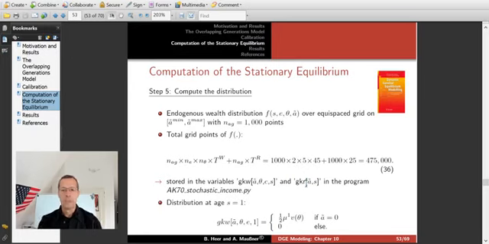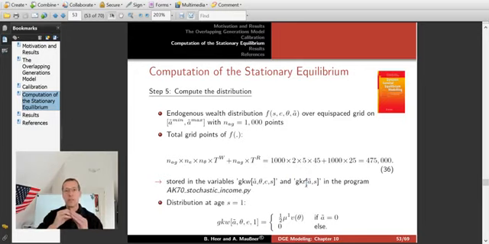And you may look it up in the program AK70 stochastic income.py for the Python program, GL for the Julia program, or GSS for the Gauss program. And you can all download it from our homepage and find the Python tutorial, the Jupyter script in the web, and I've given you the web address.